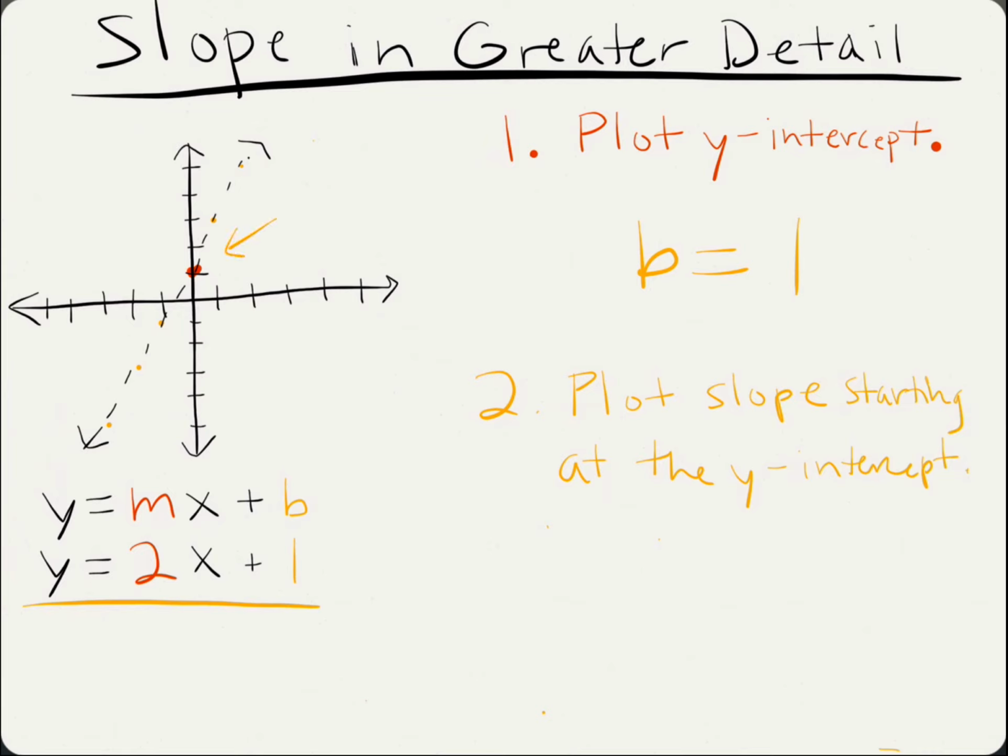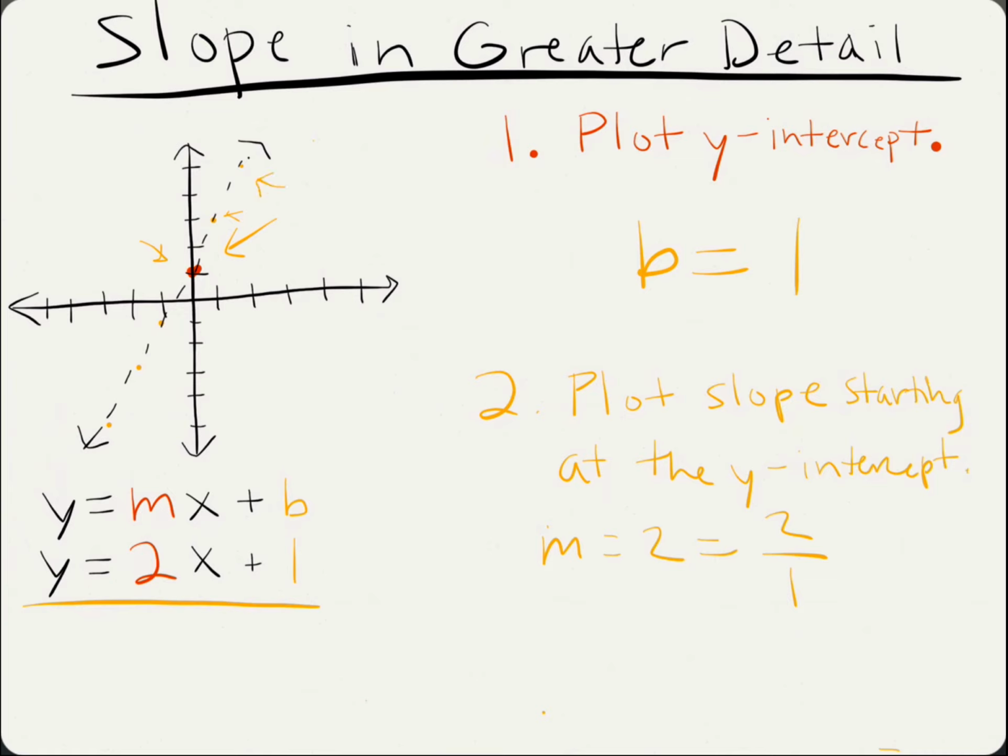And then the second step is we're going to plot the slope starting at the y-intercept. So we start at 1 on the y-axis, right there where the arrow is pointing. Because it's rise over run, m is equal to 2, which is equal to 2 over 1. So we're going to rise 2 on the y-axis, 1, 2, and go over 1 on the x-axis. Then we get that point right there. Then we go up 2 and over 1 again, and we get that point right there.